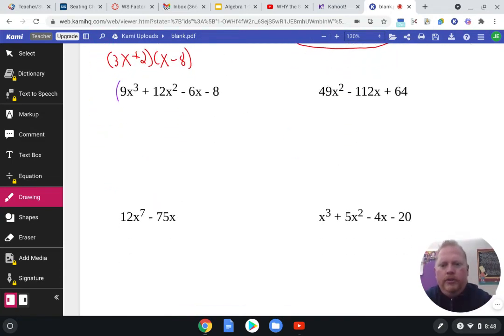So group up the first 2, group up the last 2. That negative is only on the 6x, so do not put it in between the parentheses. Keep that negative on the 6x.